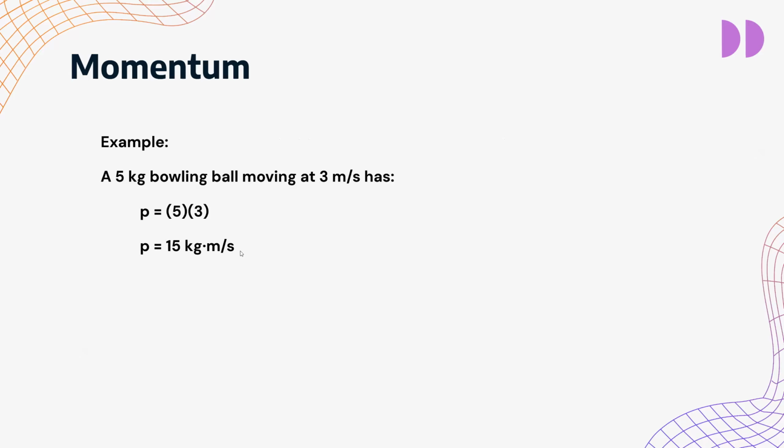Okay, this is an example. A 5 kilogram bowling ball moving at 3 meters per second has 15 kilogram meters per second of momentum, and this is 5 times 3, because 5 kilograms is mass and 3 meters per second is velocity. Does that make sense? You can just give a thumbs up if you get that.